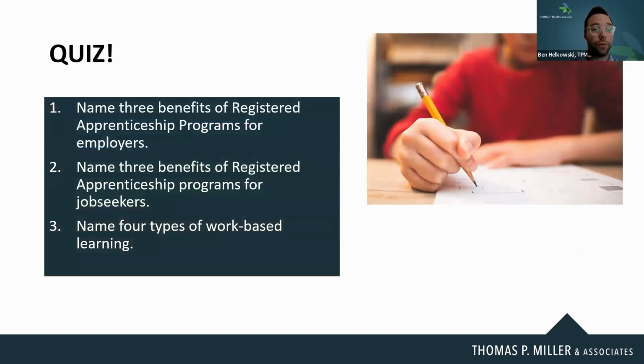But before we let you go, we have to give you your quiz questions. So question number 1, thinking back on the presentation today, can you name 3 benefits of registered apprenticeship programs for employers? Question number 2, can you name 3 benefits of registered apprenticeship programs for job seekers? And number 4, can you name 4 types of work-based learning?